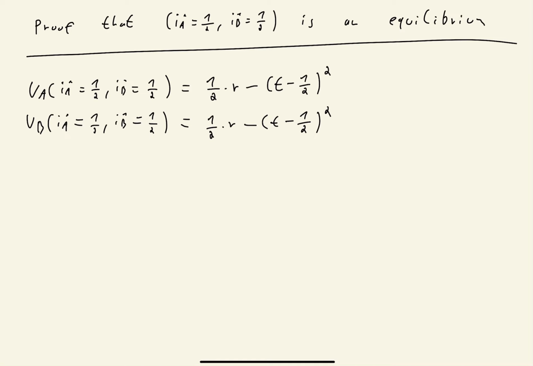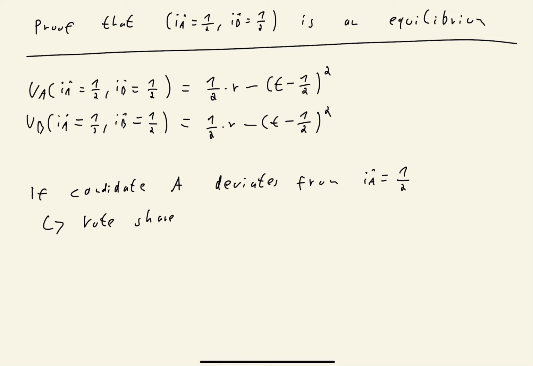So if candidate A deviates from IA star being equal to 1/2, so if he deviates from this point by choosing a lower ideology than 1/2 or a larger ideology than 1/2, then his vote share will always be less than 1/2. Therefore, A loses with certainty.